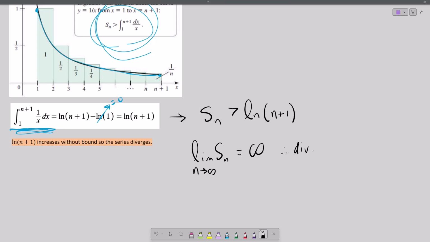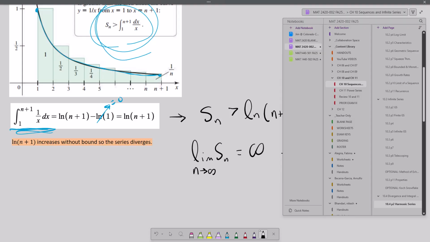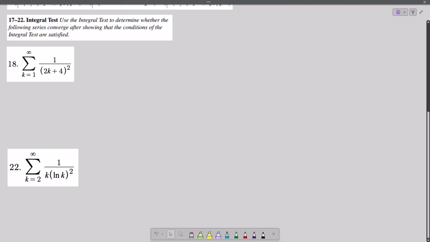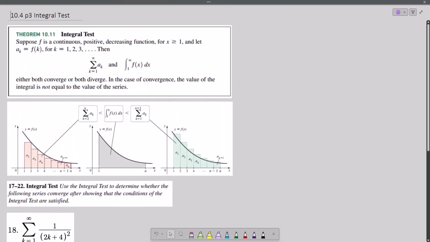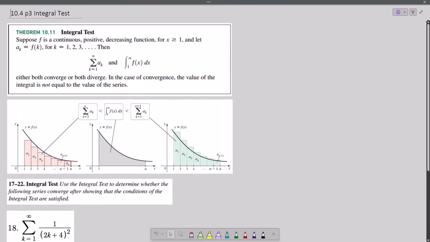So here's our next test. I think we have 10 total, if I remember properly. The next test is the integral test. So the integral test says, and this should remind you of what we did on the last test, the improper integration. It's not going away.